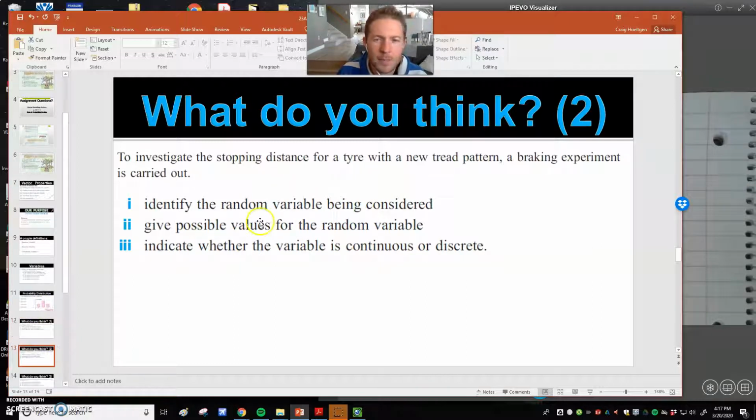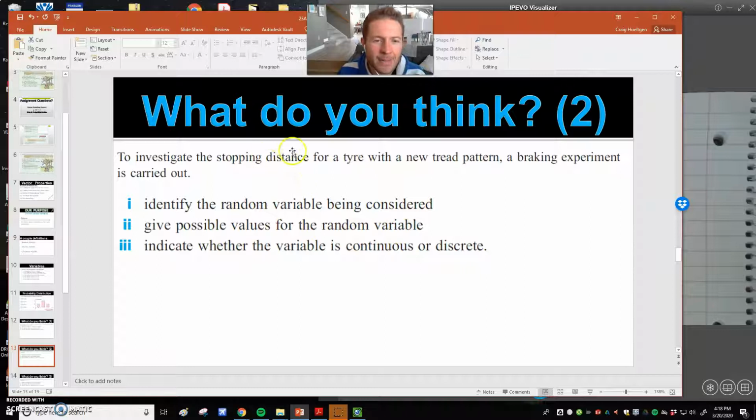Let's look at another one of these. To investigate the stopping distance for a tire with a new tread pattern, a braking experiment is carried out. Our random variable here is the stopping distance. How long is the stopping distance? And apparently they spell tire like the Australians. Anyways, give possible values for this random variable.